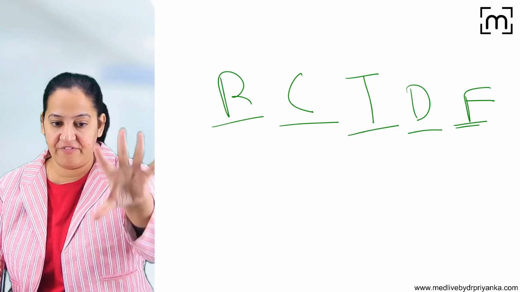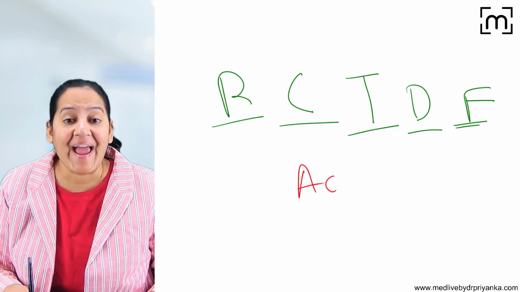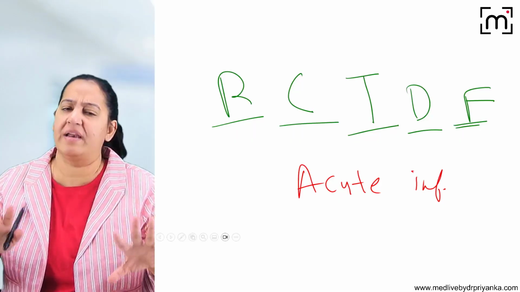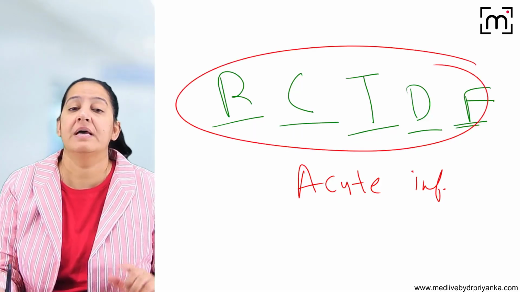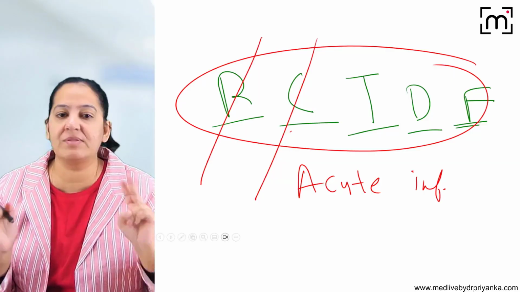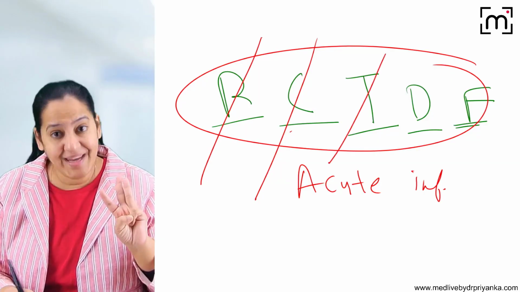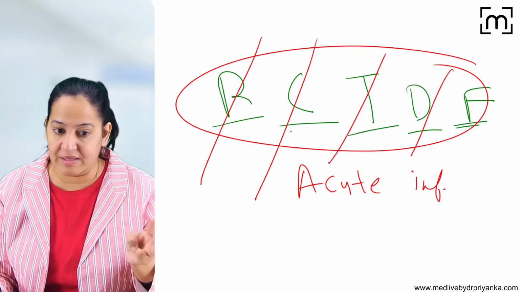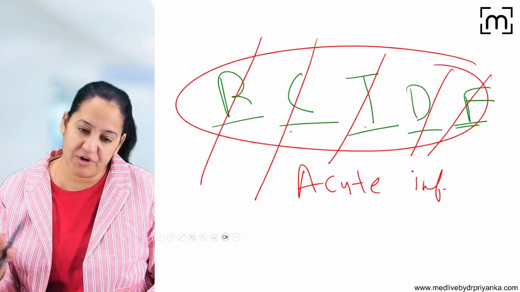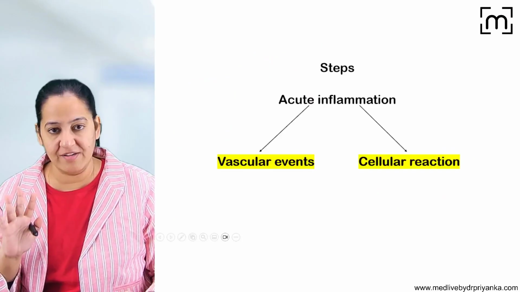So there are 5 cardinal signs of acute inflammation, not chronic. Head to toe, any organ having acute inflammation presents with this: that organ becomes red in color, and it becomes warmer compared to the surrounding temperature. There is pain in that organ, that is dolor. That organ is swollen, that is tumor, and functio laesa is temporary loss of function. So I hope you got the cardinal signs.